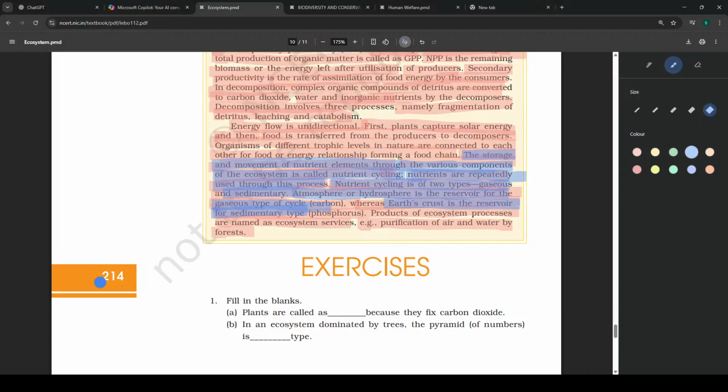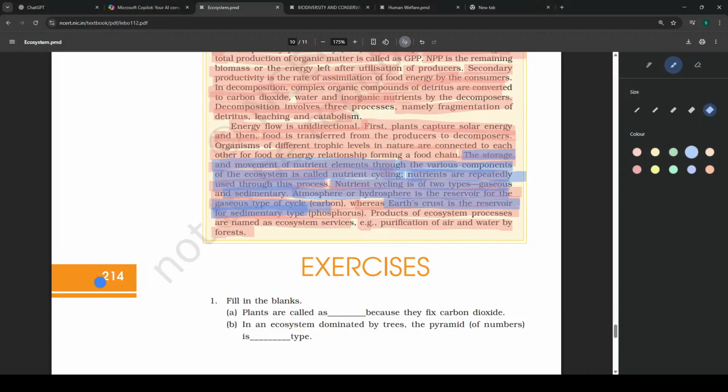Two types, gaseous and sedimentary. What does this nutrient cycling mean? It is just nutrients getting transferred or cycled through various components. What is a gaseous nutrient? It can be carbon dioxide, oxygen. Carbon dioxide is a nutrient for photosynthesis. Oxygen is a nutrient for respiration. I'm not sure if it can be called a nutrient, but it's an essential component for these vital life processes.